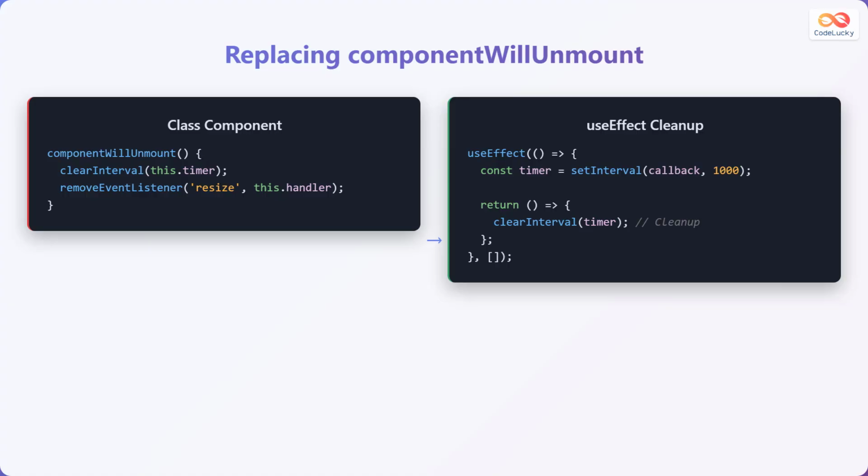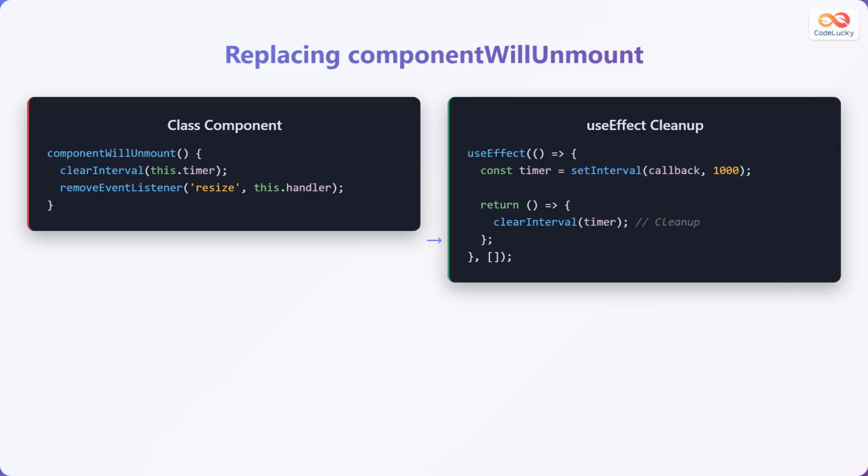Let's see how useEffect replaces componentWillUnmount. In class components, componentWillUnmount is used to perform cleanup actions before the component is unmounted, such as clearing intervals or removing event listeners. With useEffect, you can return a cleanup function from the effect. This function will be executed when the component is unmounted.